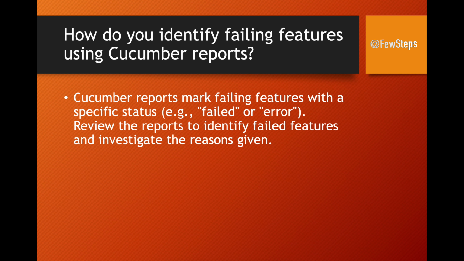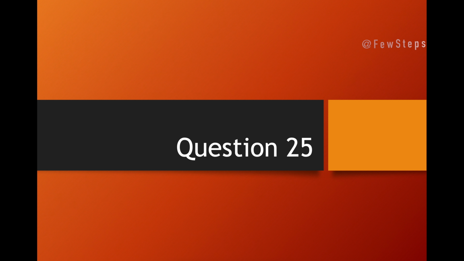Question 24. How do you identify failing features using Cucumber reports? Cucumber reports mark failing features with a specific status, e.g., failed or error. Review the reports to identify failed features and investigate the reasons given.